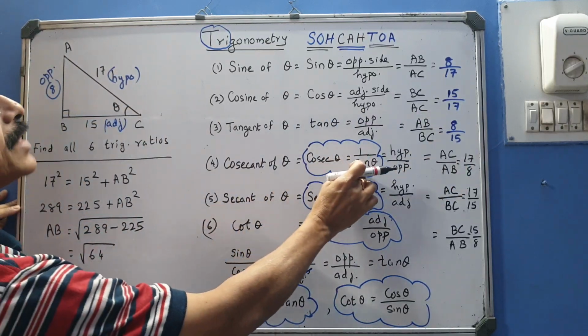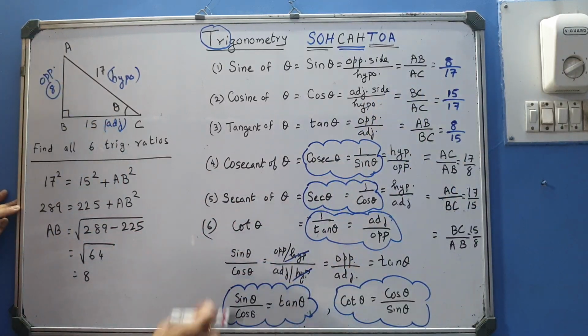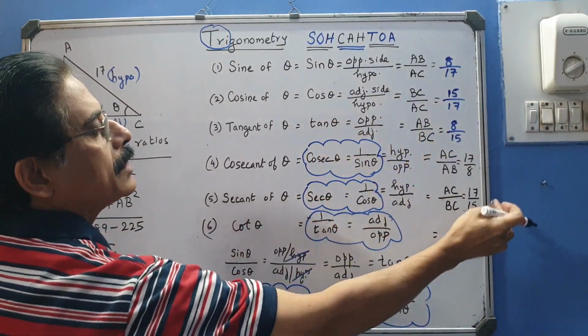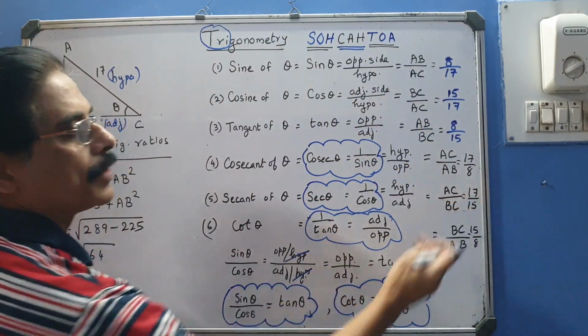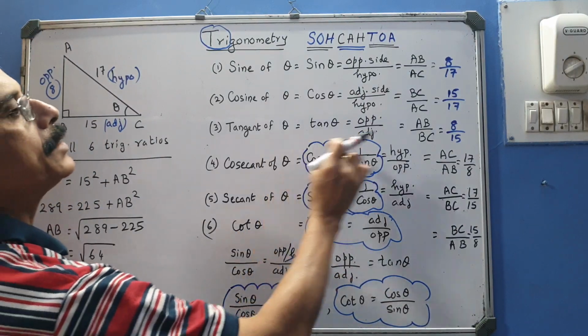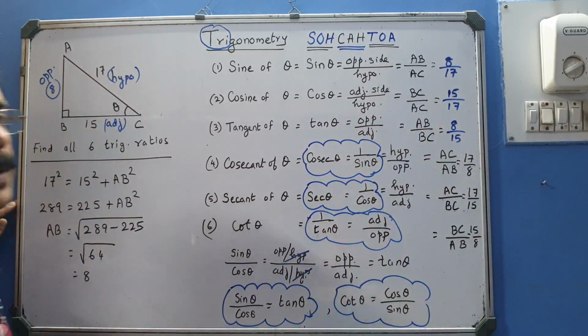Cosec theta is the reciprocal of sin theta. Sin theta is 8 by 17, so 17 by 8. Sec theta is the reciprocal of cos theta. Cos theta is 15 by 17, reciprocal of that is 17 by 15. And last, cot theta is the reciprocal of tan theta. Tan theta is 8 by 15, so 15 by 8. This can be made into a mixed fraction.